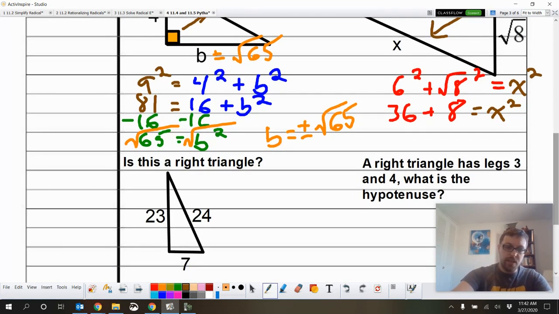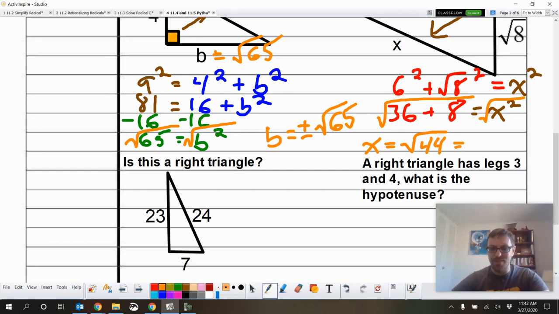So then we've got, let's see, we're going to square root this, and we're going to add them together. So I end up with x equals, there'll be a plus or minus, but we're just going to use the positive case, the square root of 44. I'm trying to save some space because I still have to simplify that radical. To the calculator!